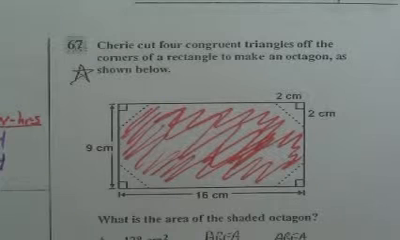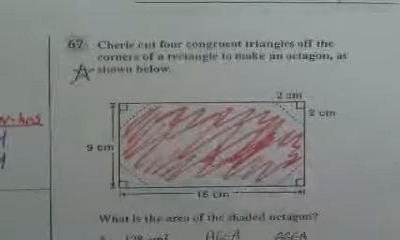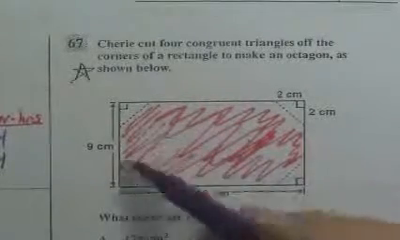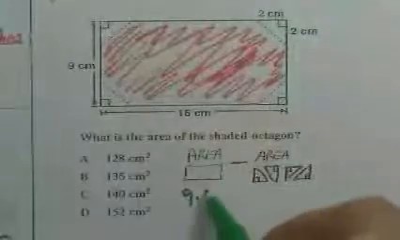Okay, top of the page, number 67. It says that these 4 corners are cut off, and you're left with an octagon, 8 sides. And it's supposed to be shaded, and the shading didn't come out very well. But find the area of the shaded region. And remember, to do that, we always take the big area, that's 9 times 16, big area minus the 4 smalls. 9 times 16, that's the big area.